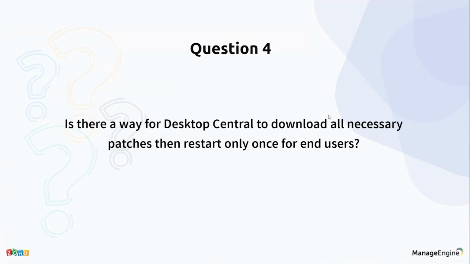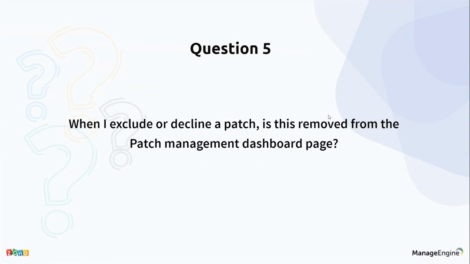Is there a way for Desktop Central to download all the required patches and perform a reboot only once? Yes, the agent will scan for the missing patches, deploy them based on a schedule, and then it will check for a reboot on every update. So only after all the patches are installed on the schedule, it executes a reboot as per your policy defined.